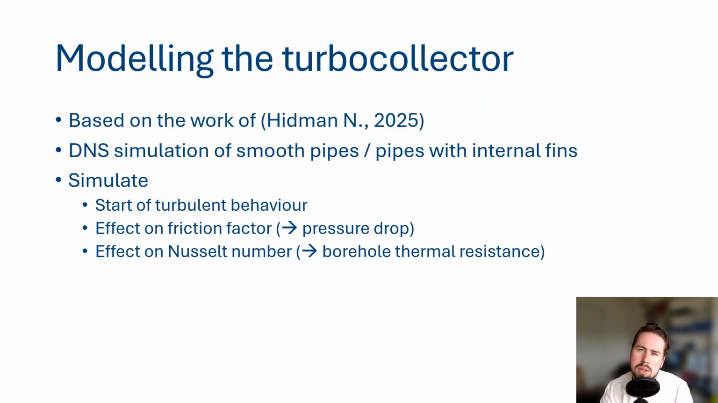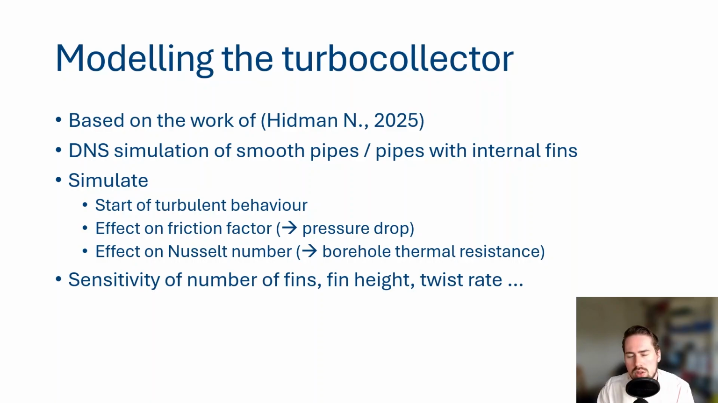Just briefly, the Nusselt number says something, just as the Reynolds number does, about the heat transfer of the fluid. So the more turbulent the flow is, the higher the Reynolds number is, the better the heat transfer and the higher the Nusselt number. And this has an effect on the borehole thermal resistance as well. Next to this, they also did some sensitivity analysis on the number of fins, the fin height, the twist rate, etc. We're not going to cover that in this video. It's outside the scope, but you can read the article if you're interested in it.